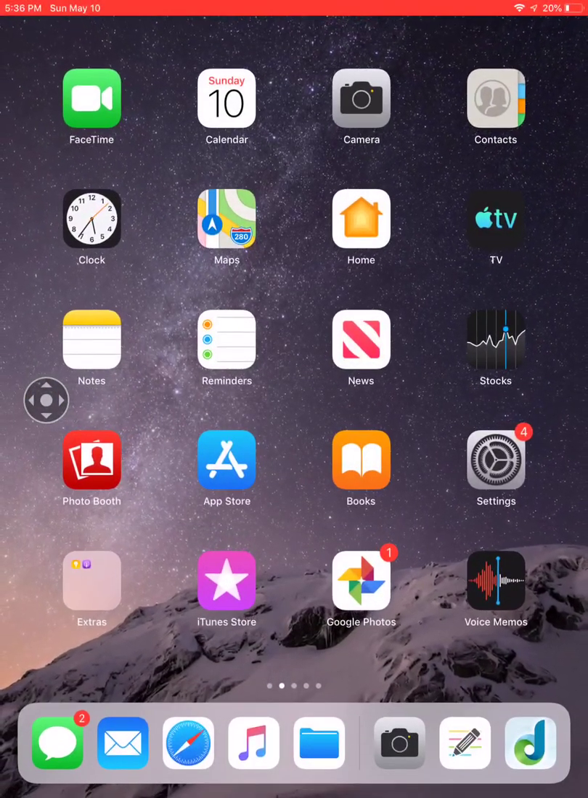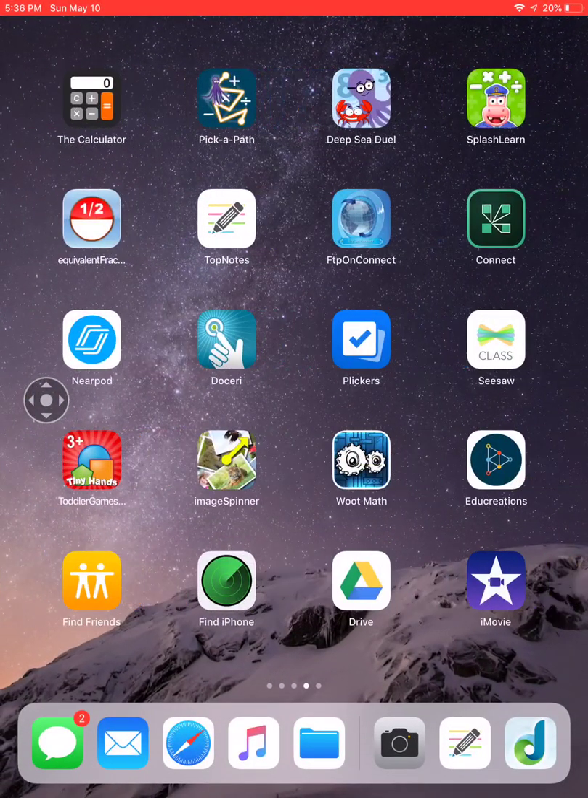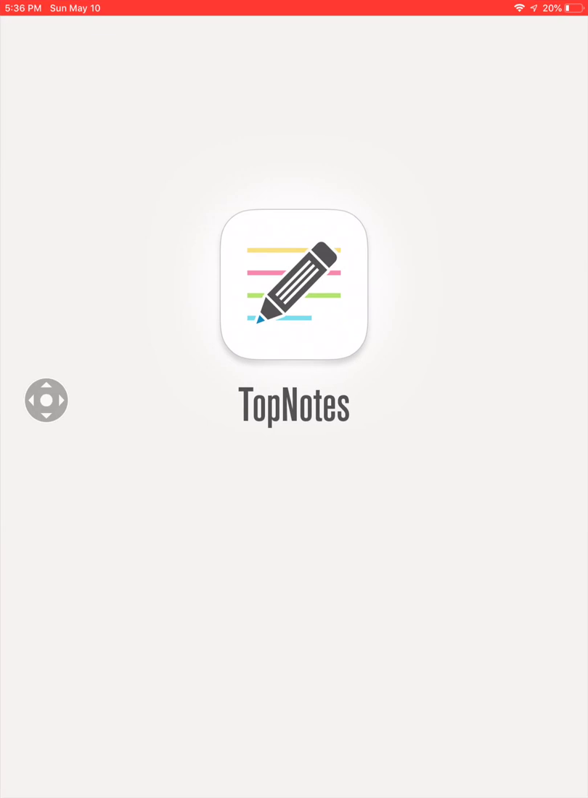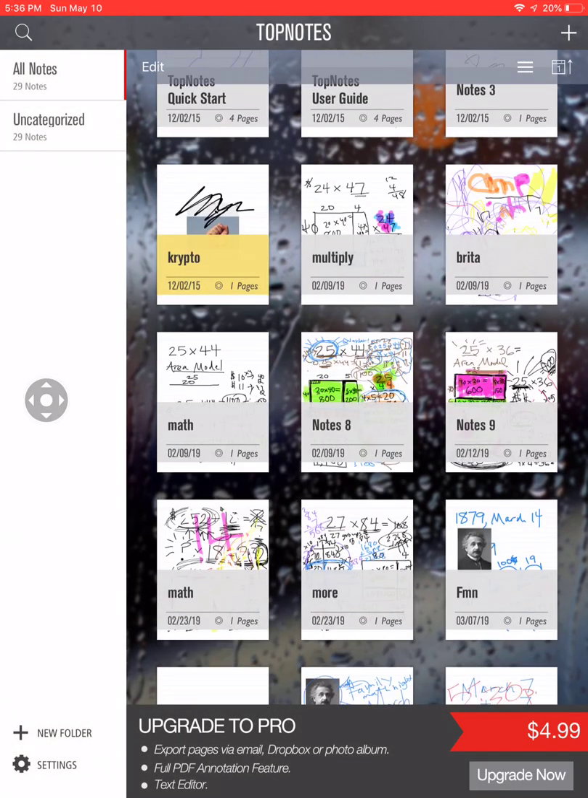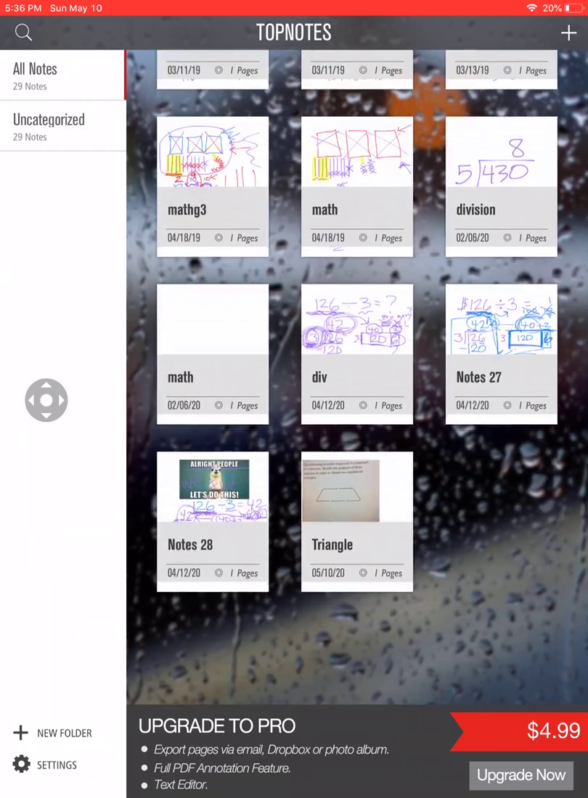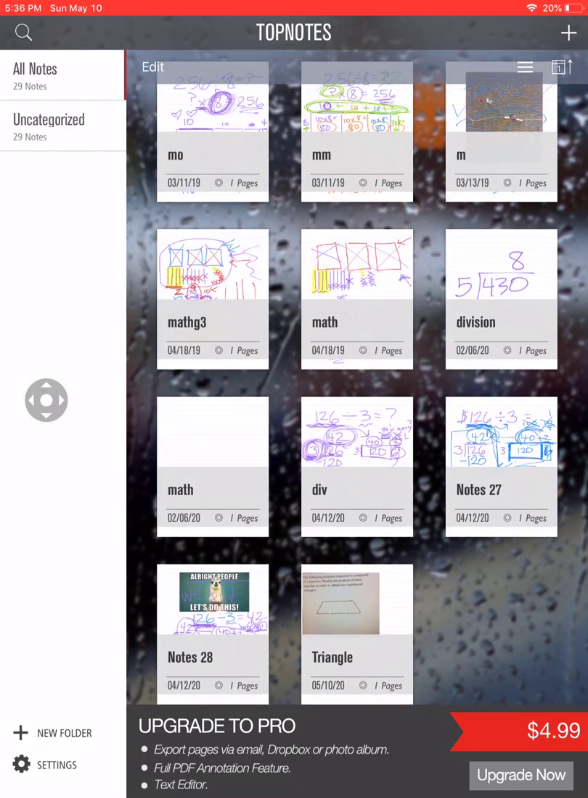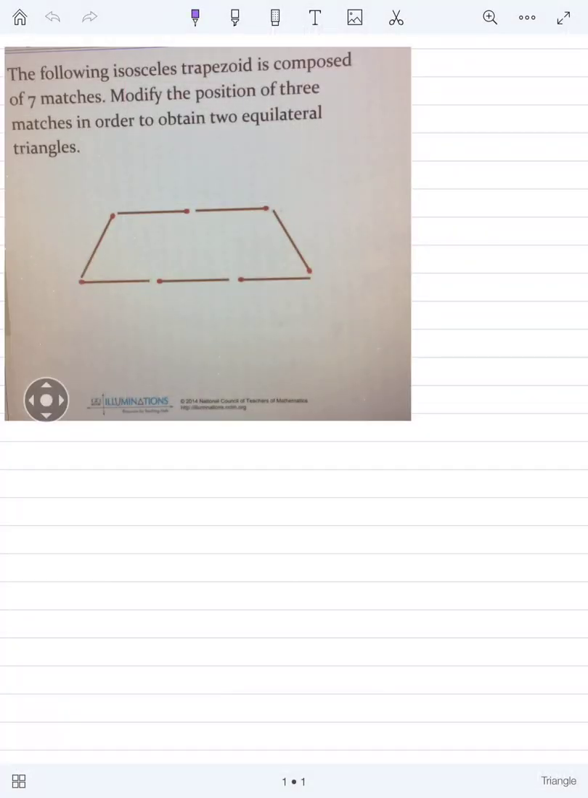Let me show you the puzzle. I'm going to go to my notes app, and I have the puzzle. Drum roll: it is something about triangles. Here it is, the triangle puzzle. I'm going to read it with you. This is the picture we're looking at. The following isosceles trapezoid. Whoa, have you ever heard of that? This right down here is called an isosceles trapezoid.